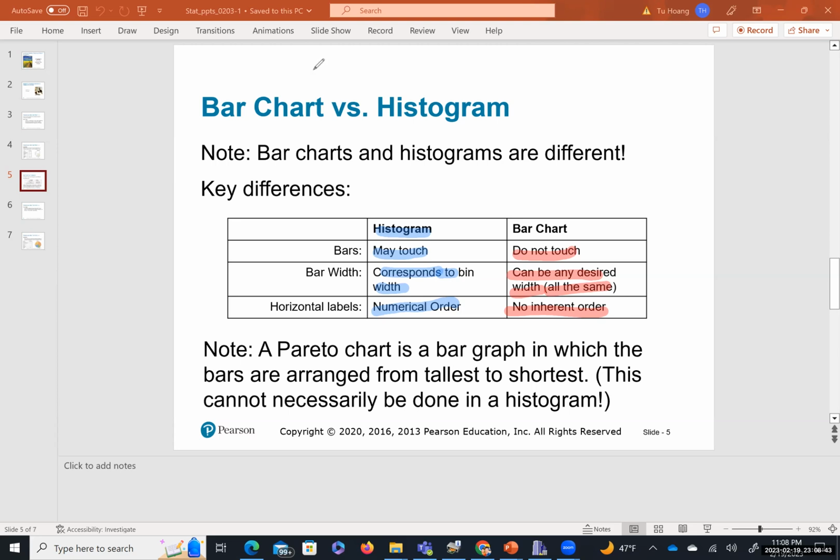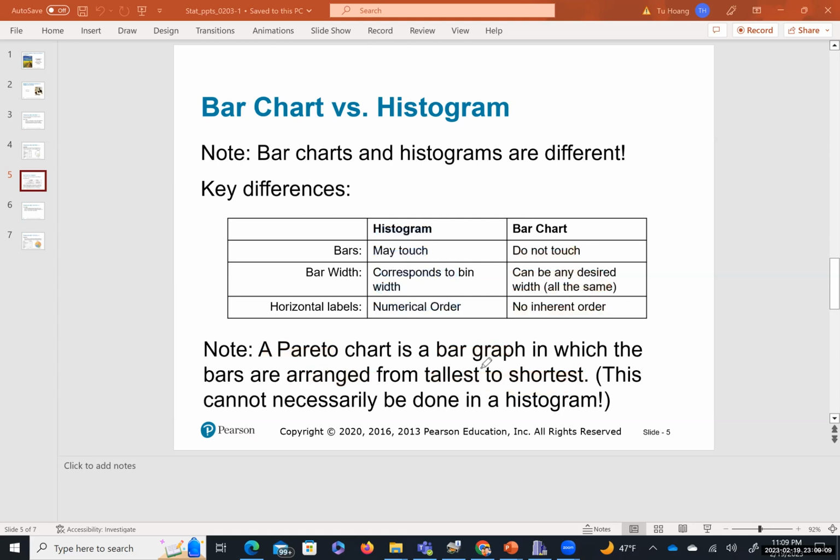Keep in mind that there is a special bar chart that we call a Pareto chart. That is a bar chart that has been arranged from tallest to shortest. So this cannot necessarily be done in a histogram, okay?